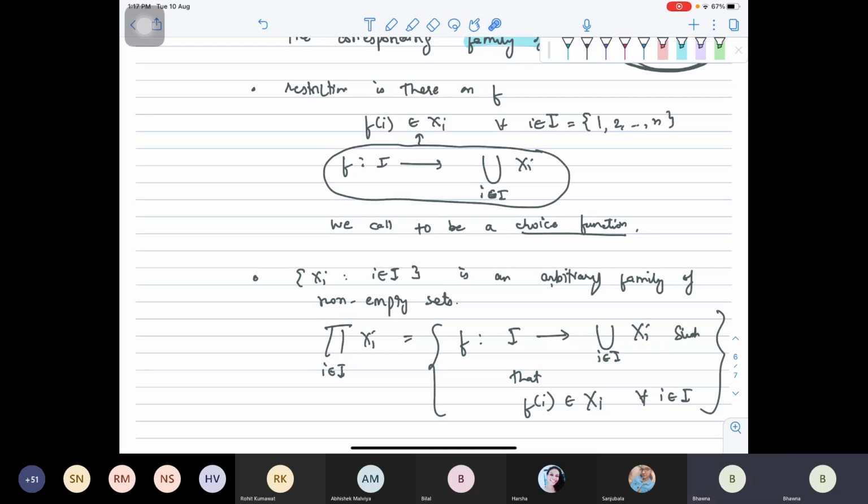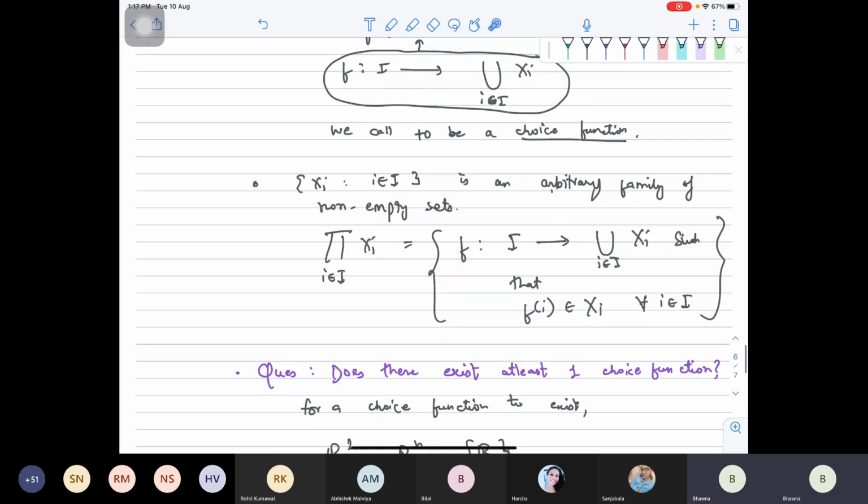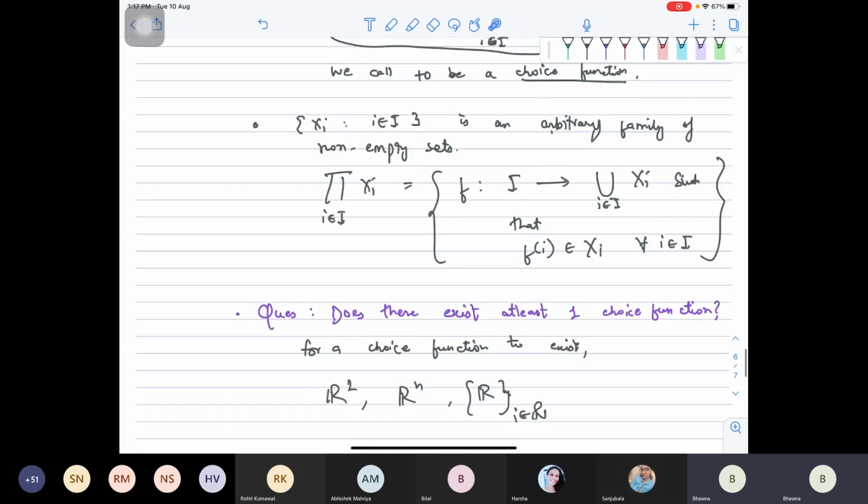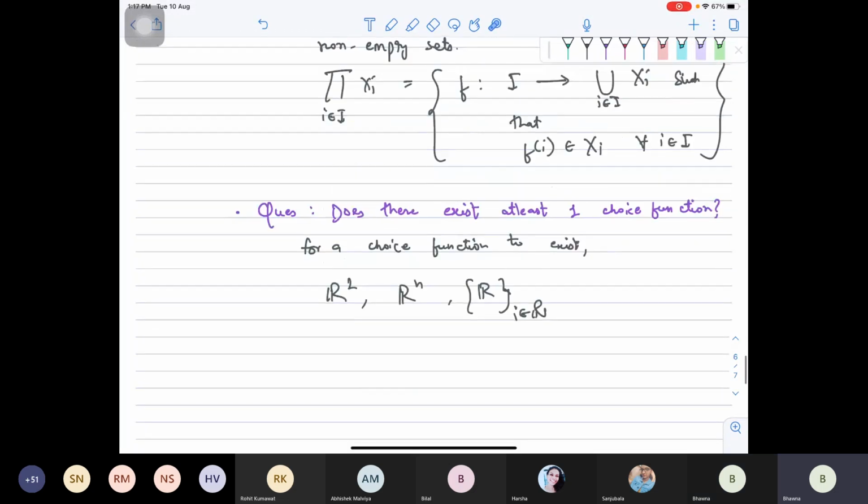Okay. If we have a non-empty collection of sets, is the product space non-empty? Does there exist at least one such function? I'm asking, does there exist at least one function? Just like in R2, Rn, you say take one element, take one element. That means you are picking elements from each of the non-empty sets to say that such a function exists. That's what I'm saying.